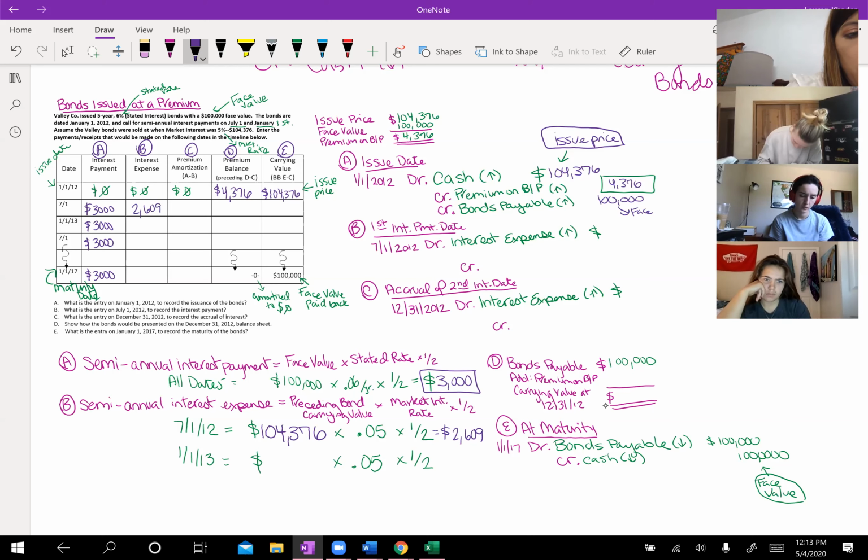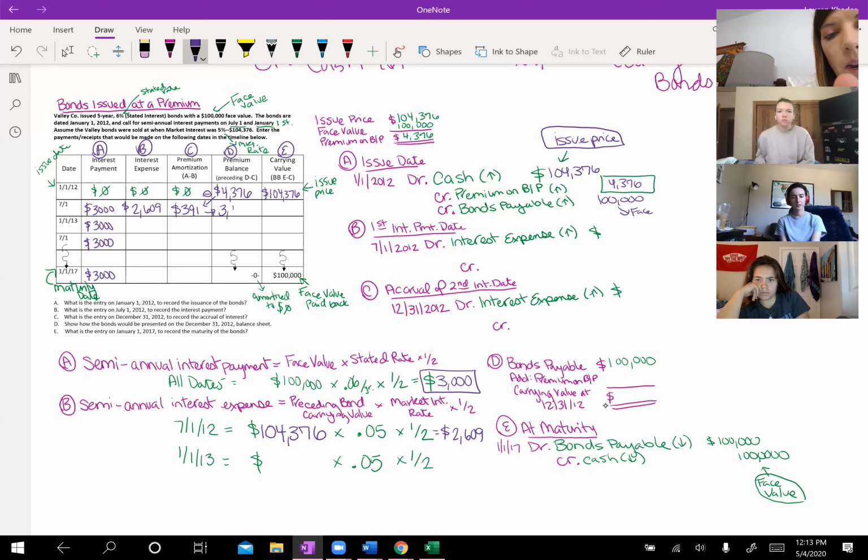So the amount of interest expense is lower than the amount of interest we pay. We're going to amortize that premium by looking at the difference between interest paid and interest expense. How much are we going to amortize this period? 391. The premium balance is going to decrease by 391 to what? 3,985.